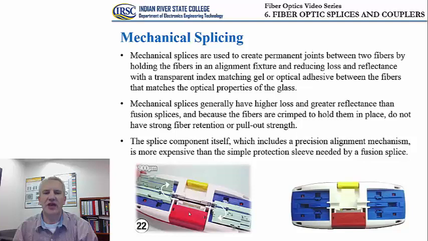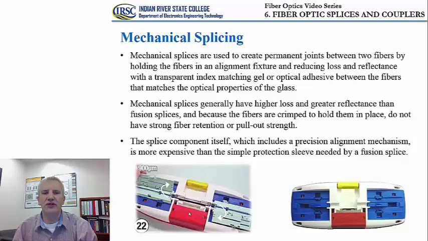Obviously, in the case of mechanical splicing, fibers are crimped to hold them in place and do not have strong fiber retention or pull-out strength. And that may be identified as the reason why mechanical splices generally have higher loss and greater reflectance than the fusion splices.